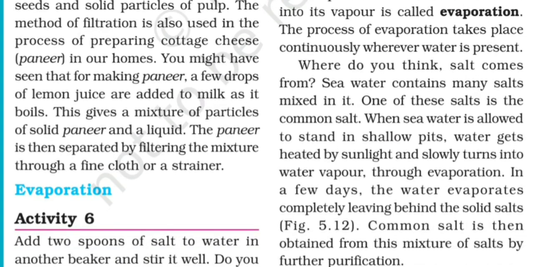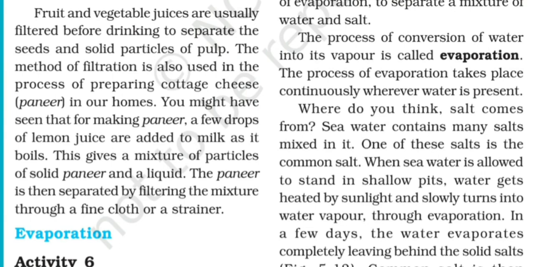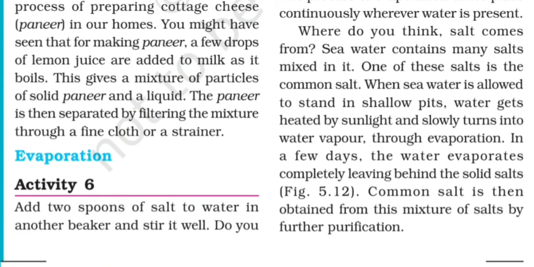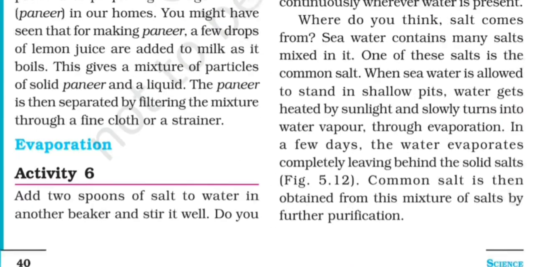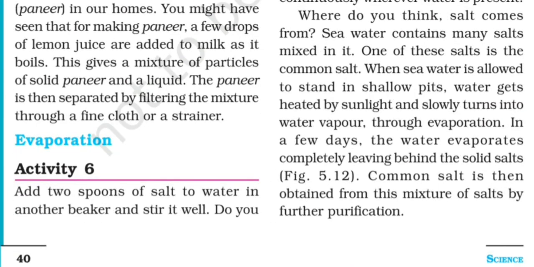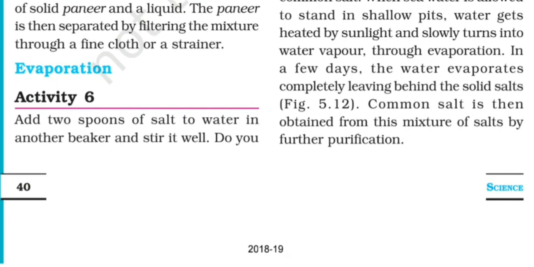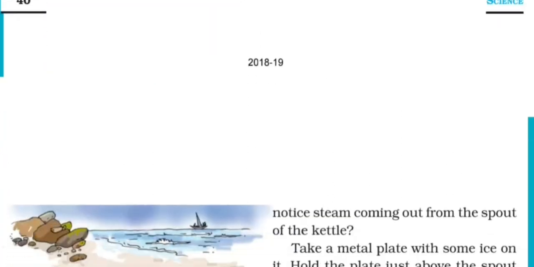Where do you think salt comes from? Here you will study how salt is obtained. See, I will explain. Seawater contains many salts in it. One of these salts is common salt. When seawater is allowed to stand in shallow pits, the water gets heated by sunlight and slowly turns into water vapor through evaporation. In a few days, the water evaporates completely, leaving behind the solid salts. In this way, common salt is then obtained from the mixture of salts by further purification.